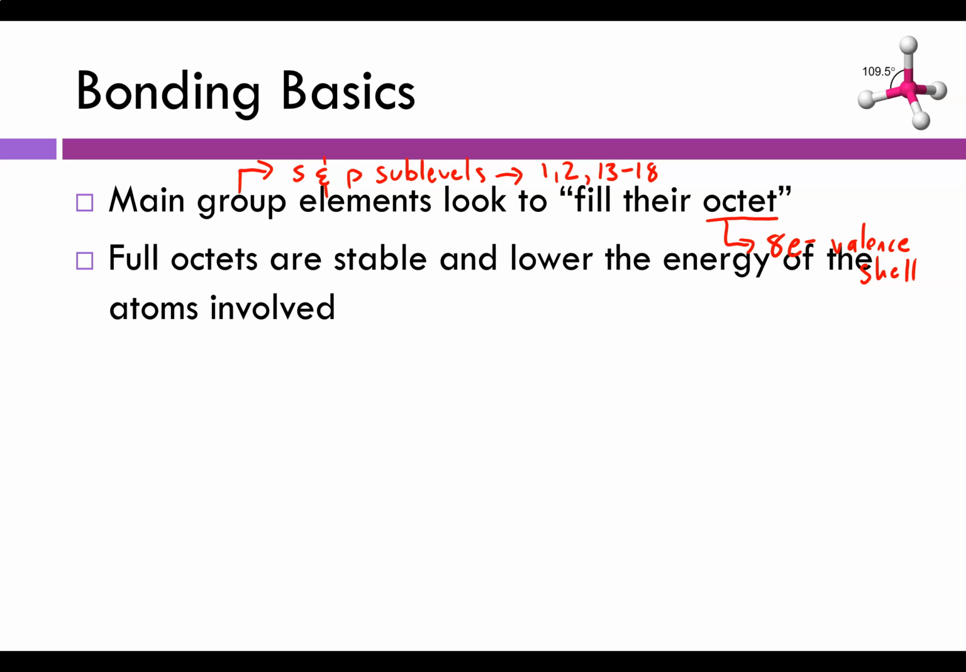Hopefully you remember from the last unit that when an atom fills its octet, gets 8 electrons in that valence shell, that's going to stabilize the atom and as a result lower its overall energy. And atoms want that. The lower the energy, the more stable the atom is, the happier an atom is. Of course, atoms don't actually have feelings, but I'm sure you get what I'm saying.